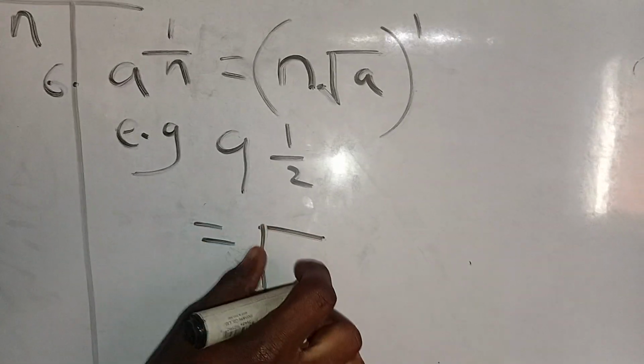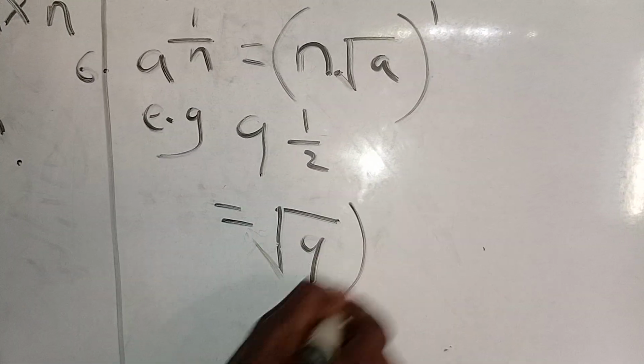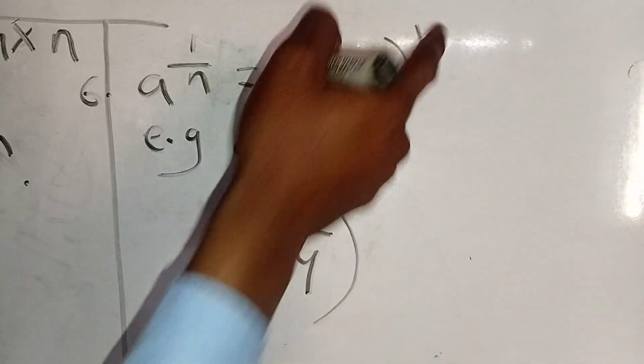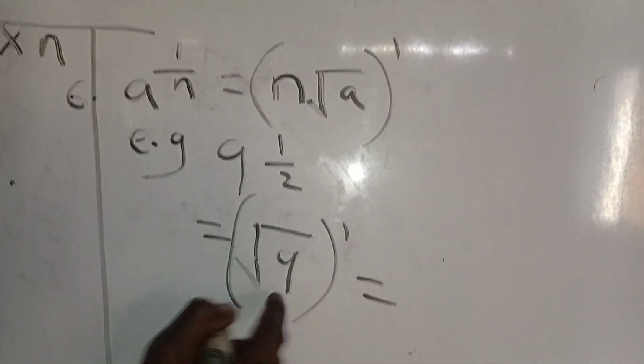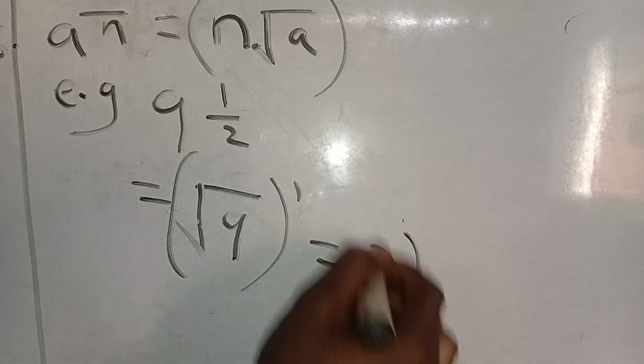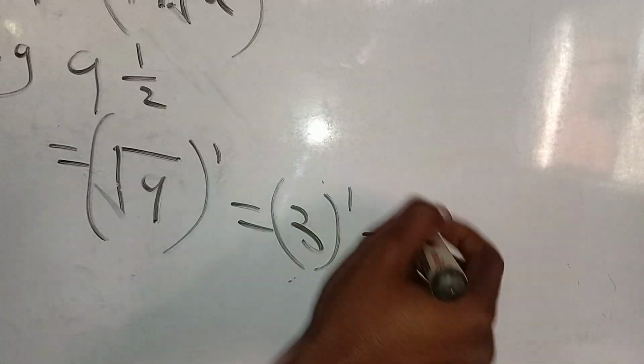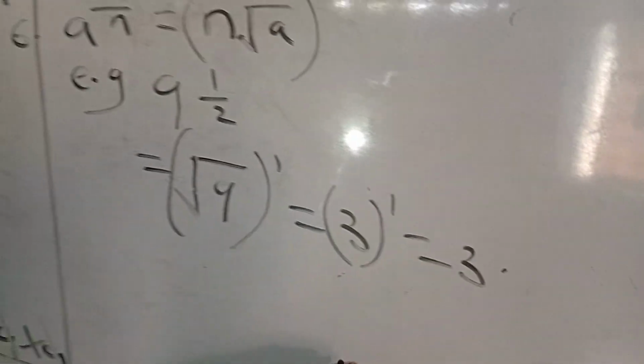Now this is going to be the square root of 9 raised to power 1, following this law. So the square root of 9 gives us 3, then raised to power 1. And 3 raised to power 1 gives us 3. So that is that for that.